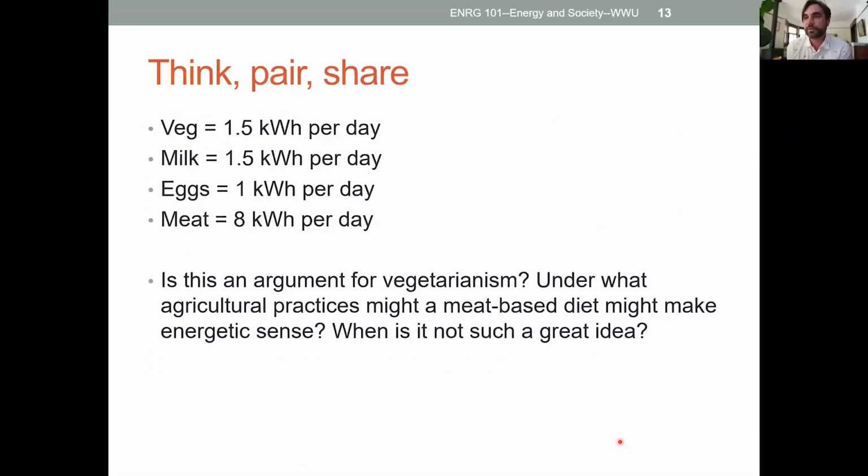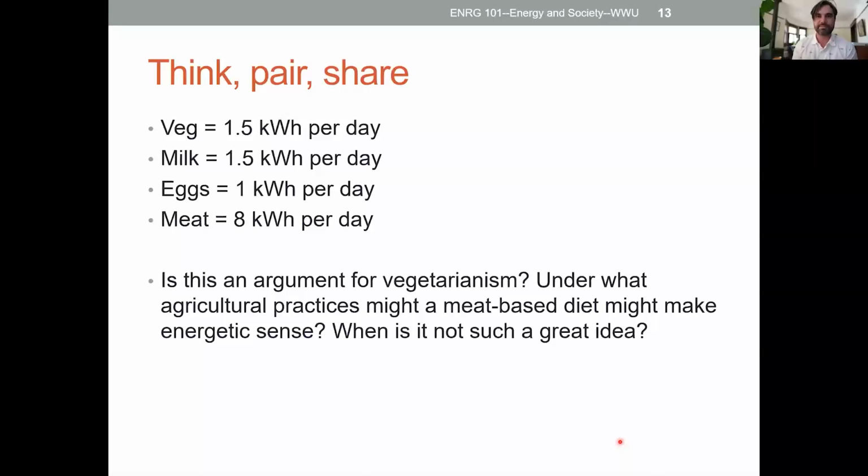Okay, so is this an argument for vegetarianism? If you just live off vegetables, it's only 1.5 kilowatt hours per day. If you add milk to your diet, that's 1.5 more kilowatt hours per day. If you add eggs to your diet, that's another 1 kilowatt hour per day. If you eat meat, that's another 8 kilowatt hours per day. If you're pure paleo diet, then it's like 20 kilowatt hours per day. So is this an argument for vegetarianism?